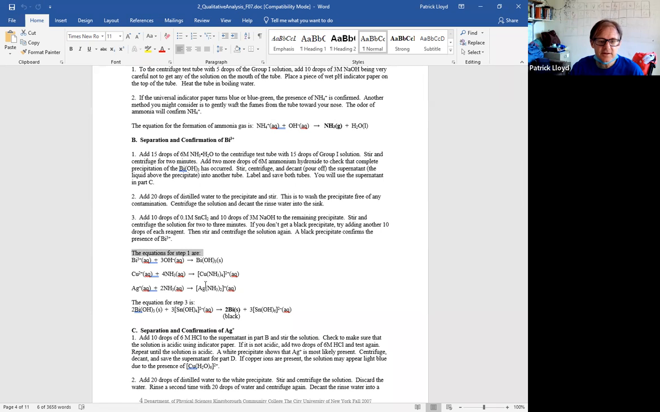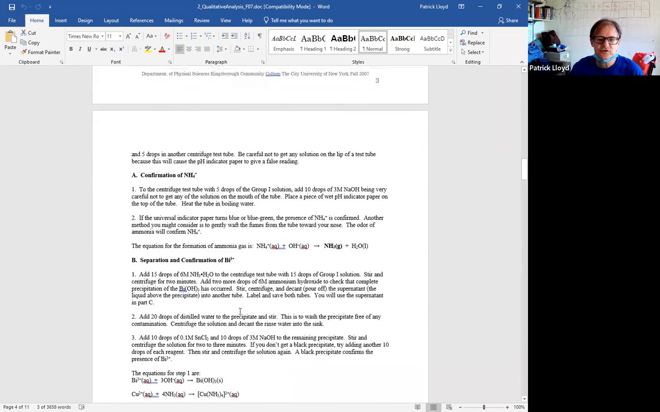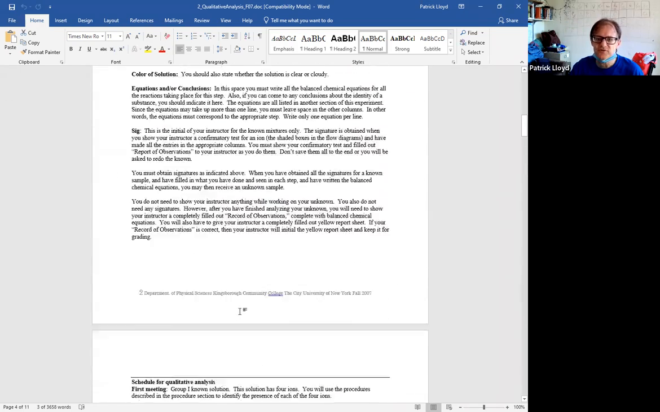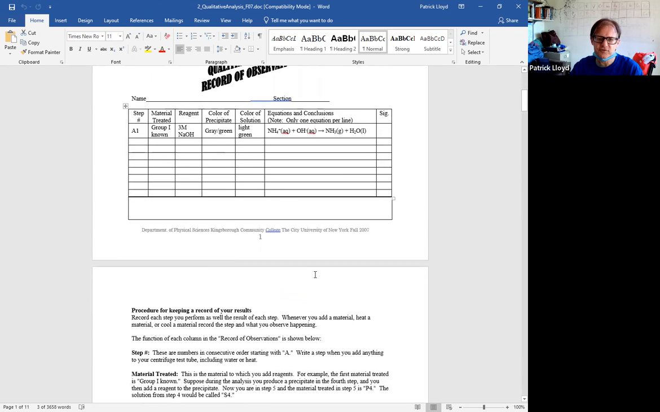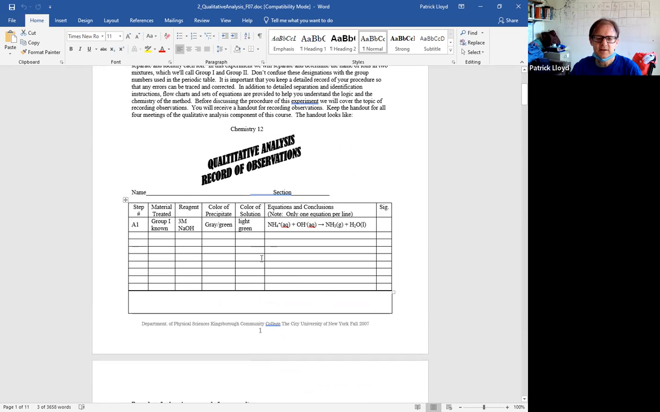And then in step three, the equation is this one right here. So you're just going to go through A, B, C, D, which is ammonium, bismuth, silver, and copper, and fill all those out. By the time you're done with that, all the equations that are in the handout further on will be in there. And you're just writing down the colors and stuff.